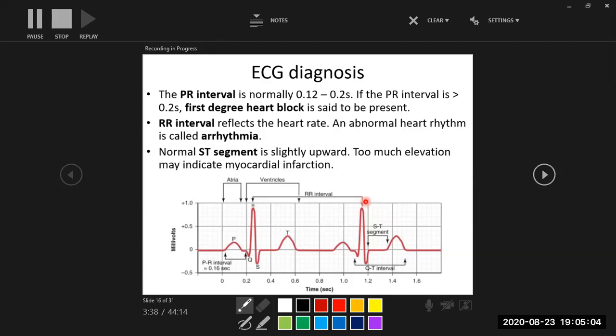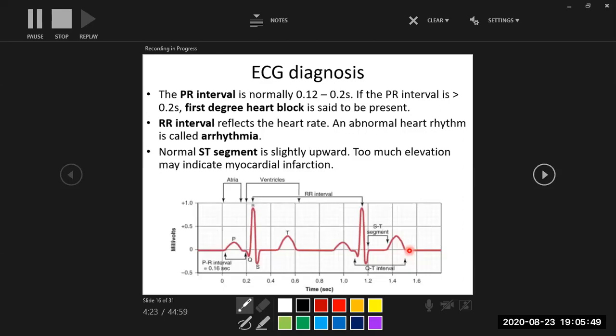Another common measure is the ST segment here. This ST segment typically is a little bit elevated, moving upward, not elevated, but moving upward. You commonly see not a perfectly flat line, it will be a little bit upward. But if you see it elevated a lot, then it's a sign of infarction, that there is ischemic damage.